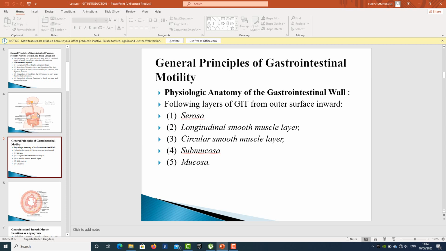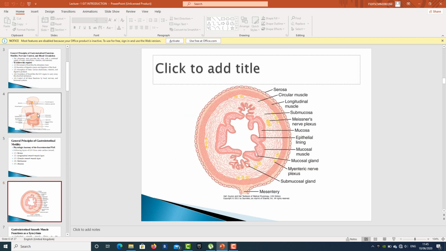So always remember that there is presence of 5 layers in the gut wall, which are starting from outside to inside. We have serosa, two muscular layers of smooth muscles, then we have submucosa and mucosa. See, 5 layers starting from outside to inside. There is serosa, then there is longitudinal muscle layer, then circular muscle layer, submucosa, and finally mucosa.